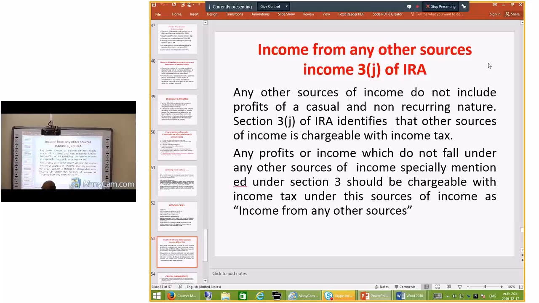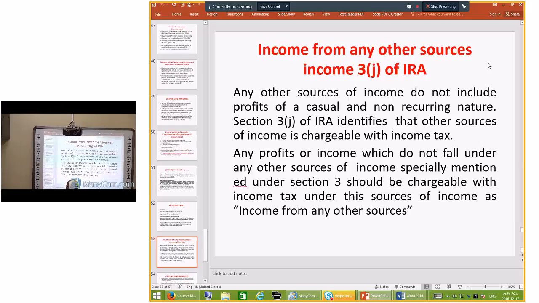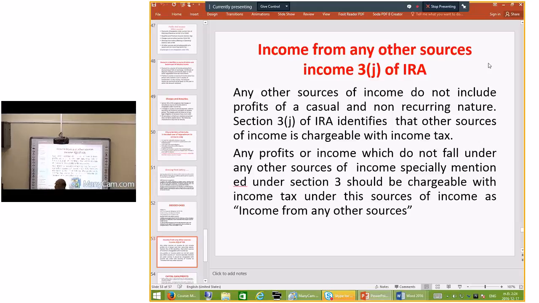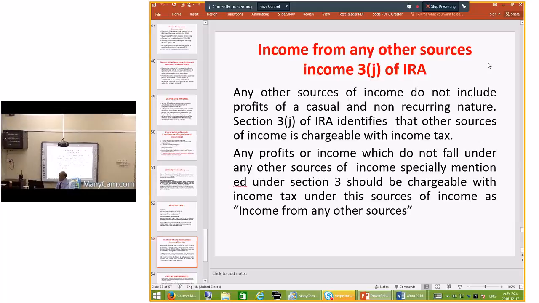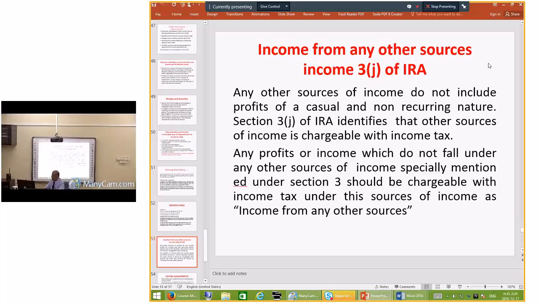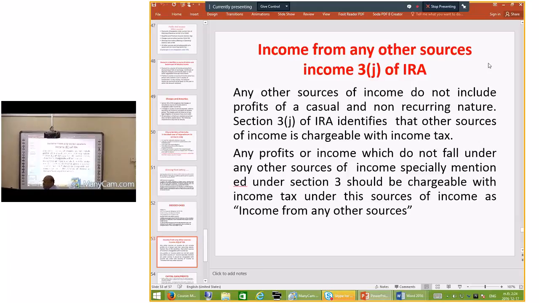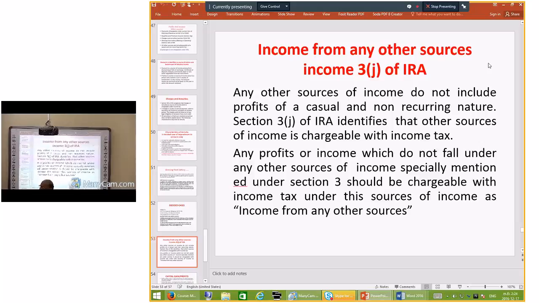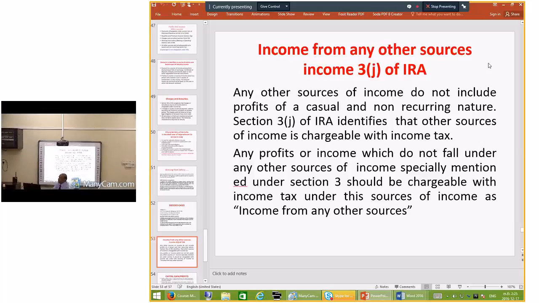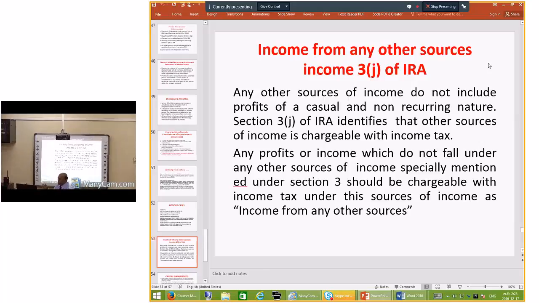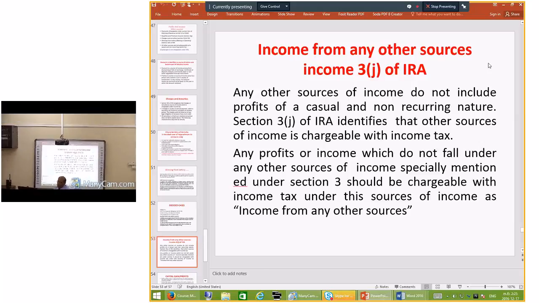Then in that way he earns a lot of big money through horse racing, right? In that case, for that purpose, he paid some salary to his clerk. The gentleman, when he submitted the return, declared some income from this horse racing and said this income is a non-recurring, casual income.